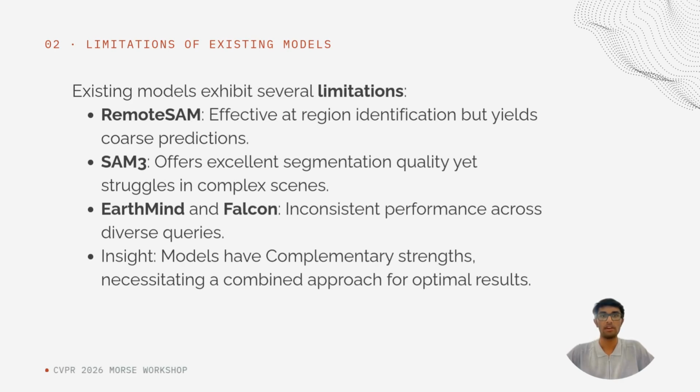Let's look at why. RemoteSAM is specialized for remote sensing and does well at coarse localization, but its predictions are often fragmented or noisy. SAM3 produces excellent segmentation masks, but struggles to find the right object in a large scene when given only the text prompt. EarthMind and Falcon are strong vision language models, but remain inconsistent across diverse object categories. The key insight here is that these models fail in different ways, and that actually is an opportunity.